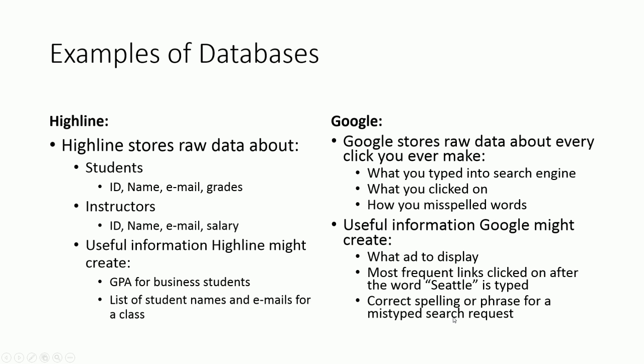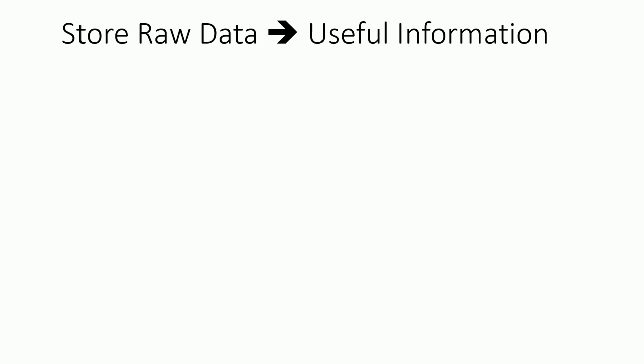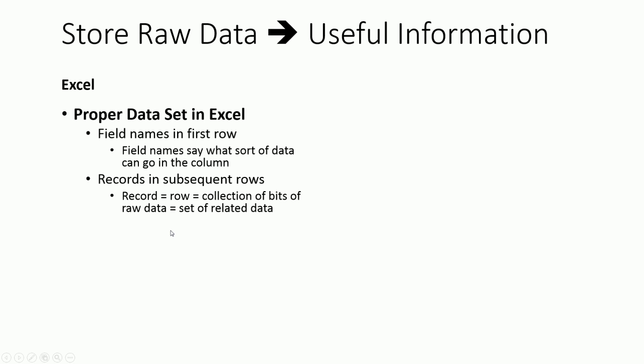Google also keeps all of that, so that's how come at the top when you misspell something, it immediately has a suggestion, and that's based off of lots of raw data. So those are two examples of keeping raw data and then creating useful information from that raw data.